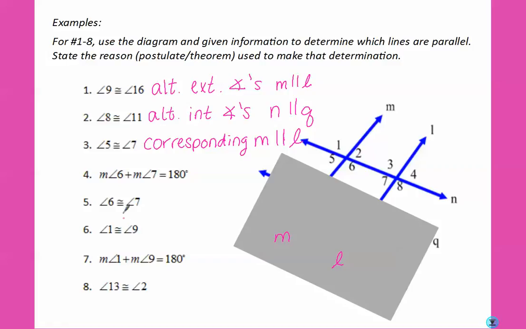In number 4, they have the measure of angle 6 plus the measure of angle 7 equals 180 degrees. 6 and 7, those are consecutive interior angles. Is that our set that's supposed to be supplementary? It is. So they're consecutive interior angles, which proves that M is parallel to L.